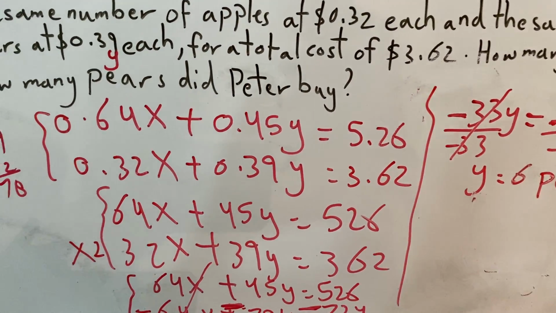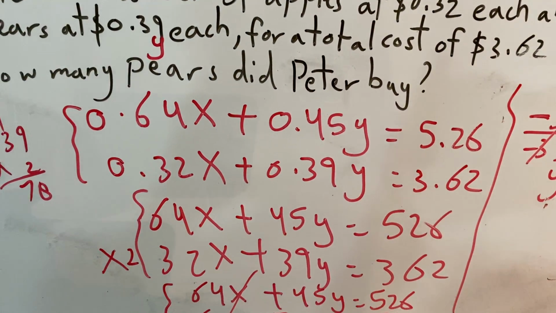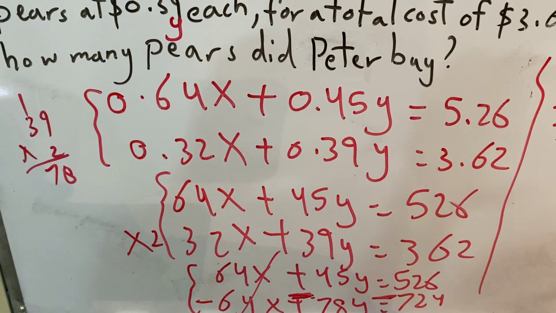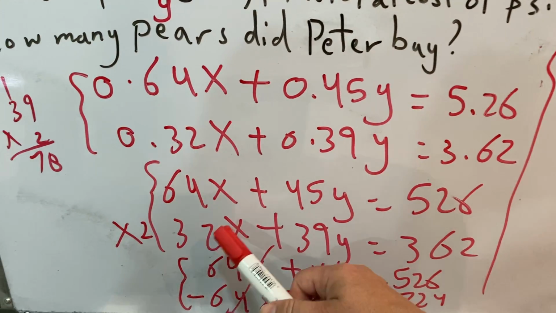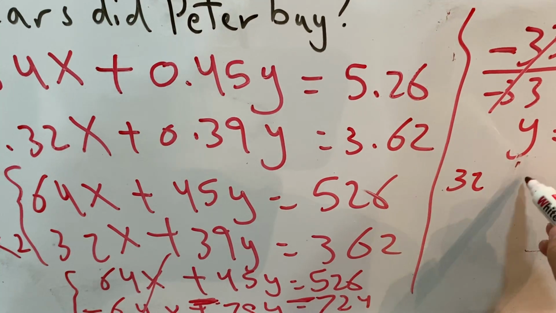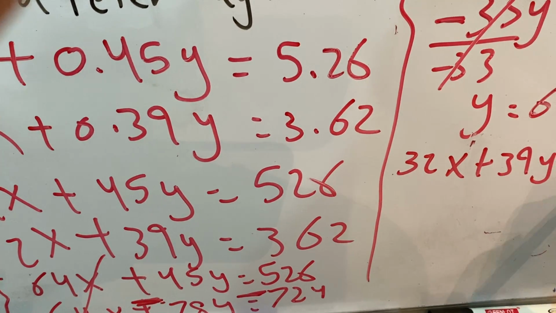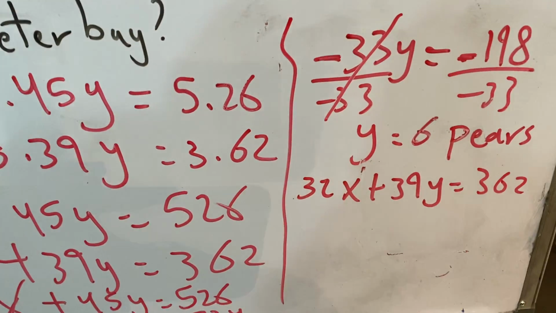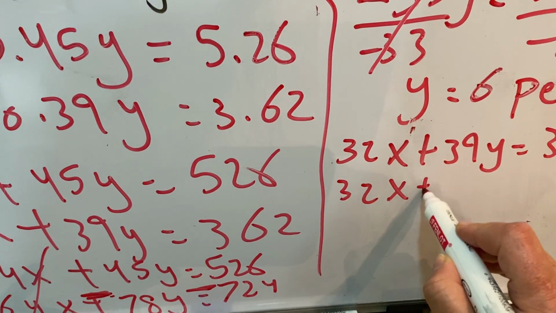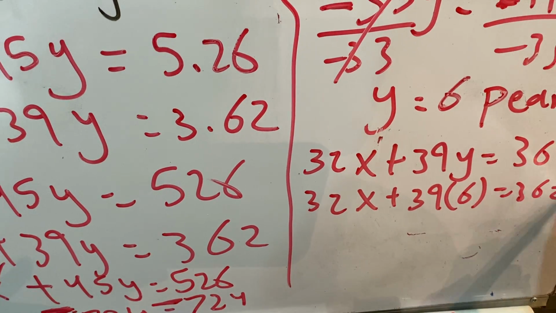I can replace. Don't replace in the decimal one, replace here after you change it. You can either replace on the first or the second. You can replace in either of them. I will replace in the second. Now 32x plus 39y equal 362. Now I will replace the y, which is 6. So 32x plus 39 times 6 equal 362.